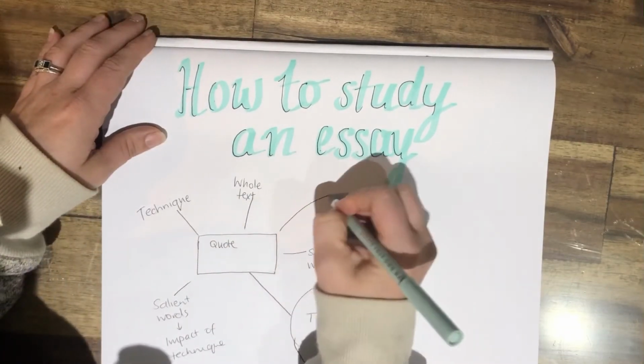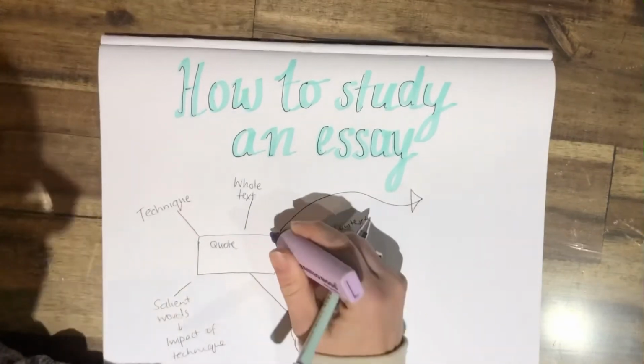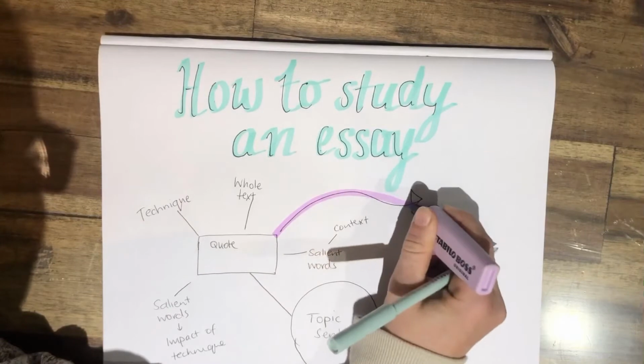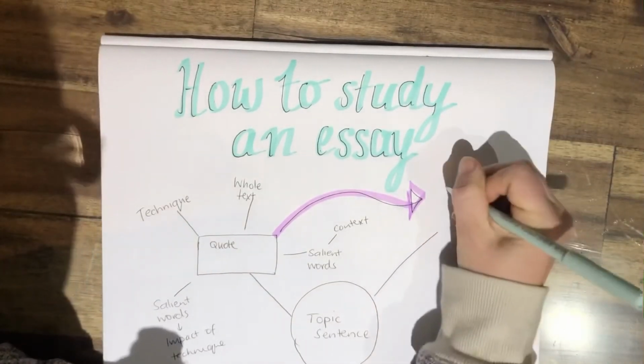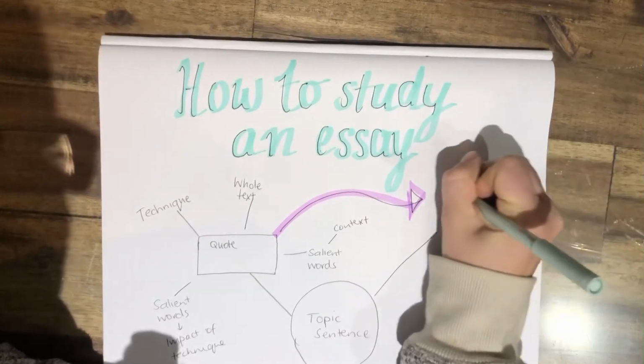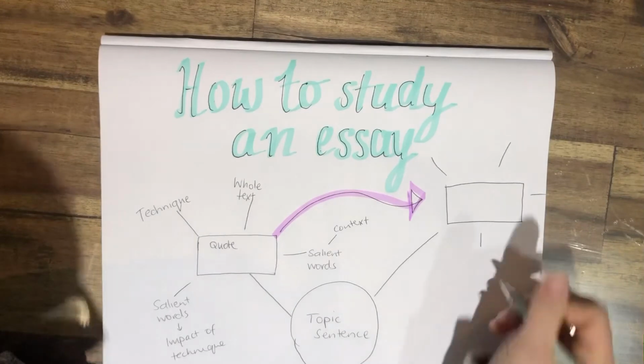Then I'm going to do a nice arrow, might get some nice colors going, depending on what type of learner I am. And I do my second point, and I do the same thing. I put my quote in, and I put my information that I need.